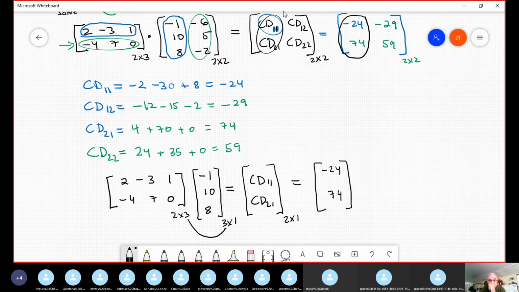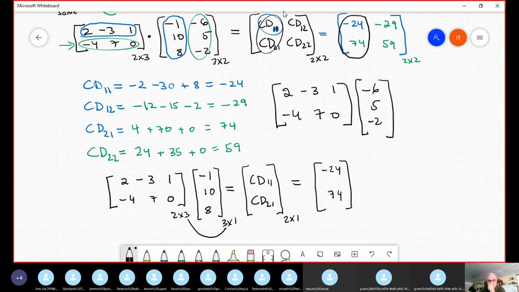And likewise, let's do it here. I copy now 2, negative 3, 1, negative 4, 7, 0. Multiplication by the second column. The second column is negative 6, 5, and negative 2. The dimensions match perfectly because it's 2 by 3 times 3 by 1. We expect 2 by 1, which is just a column vector of dimension 2. It should be CD12 and CD22.